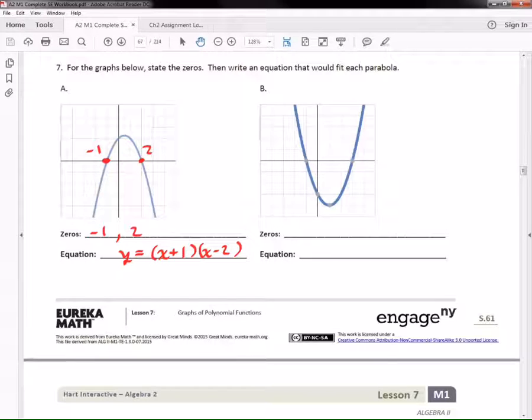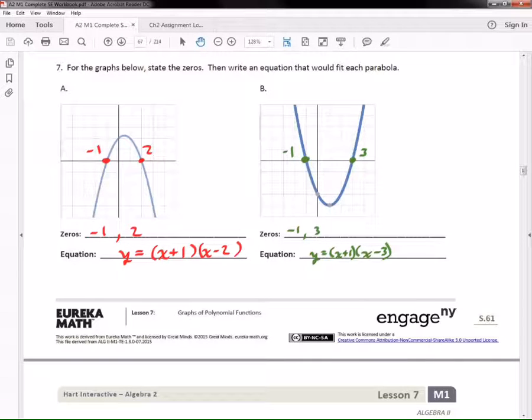The next one, let's see, we got a point right here. That's negative 1. And another 0 right here. That's 3. And so we have negative 1 and 3. This would be y equals, this would be x plus 1, and this would be x minus 3.